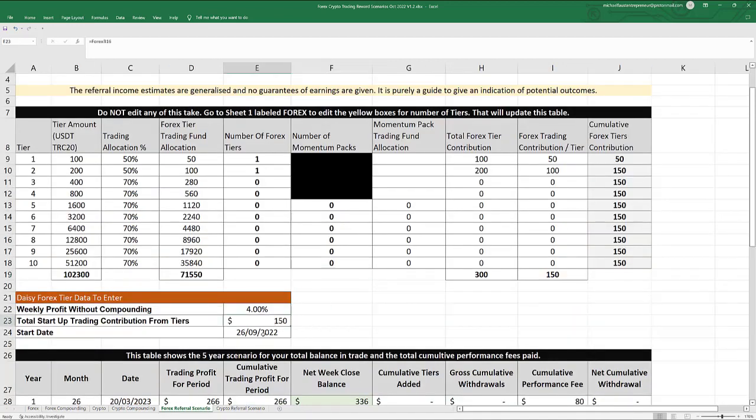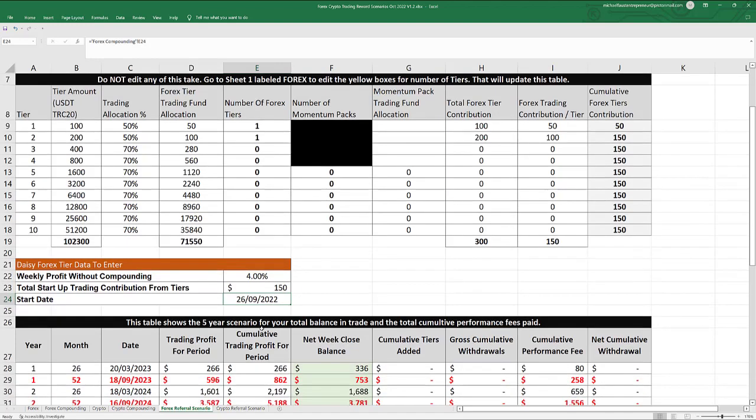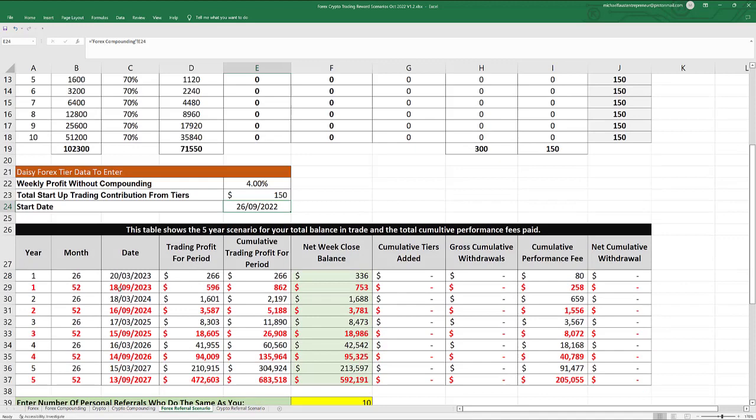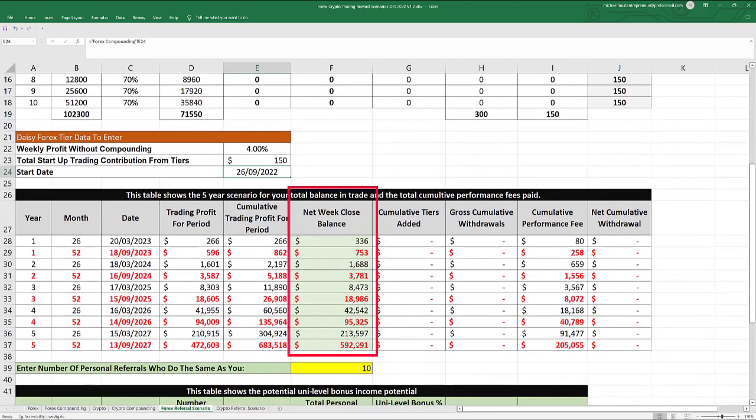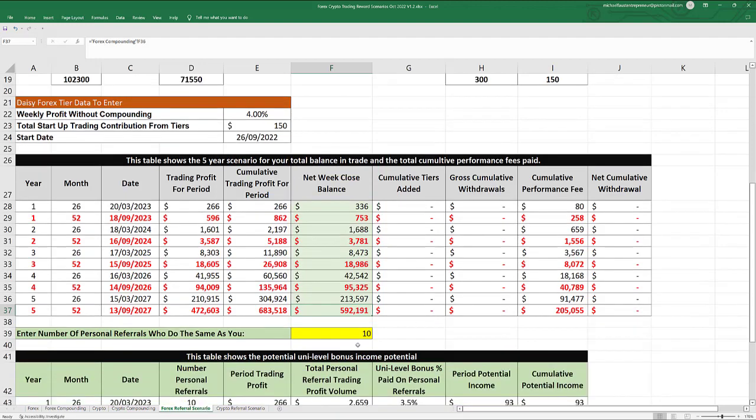150 to trade. We're going to start this week, 26th of September. So let's scroll down and see what happens. As a summary, it shows here what happens as a passive participant. So you would end up with a closing balance of $592,000 at the end of year 5. Not a bad result. But let's look at what happens if you share this with other people.